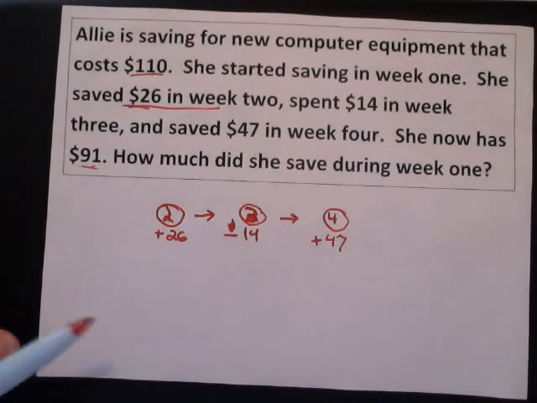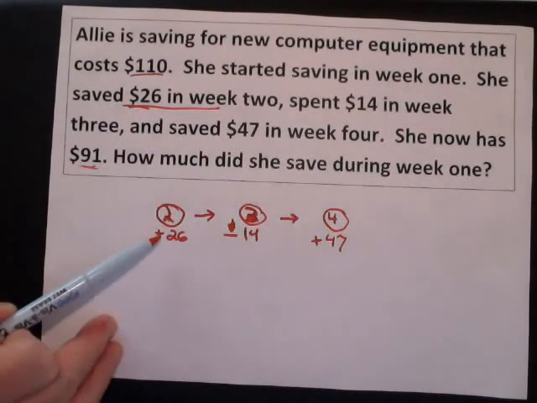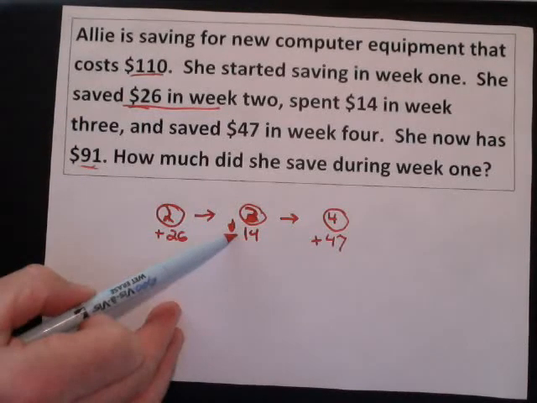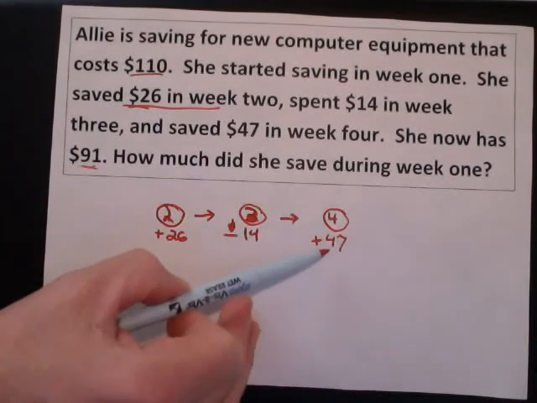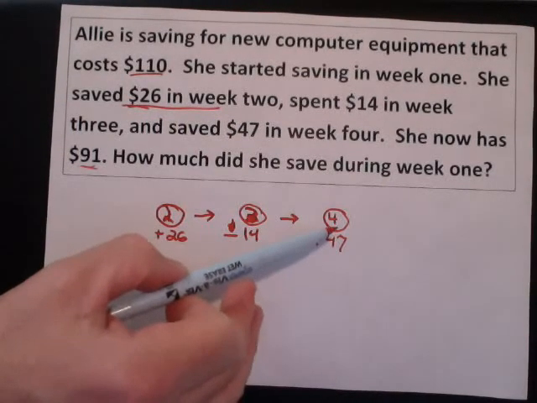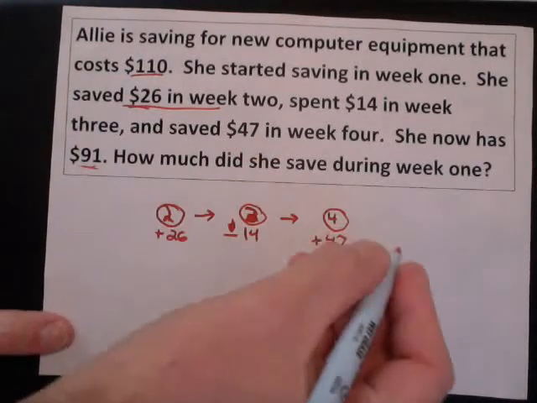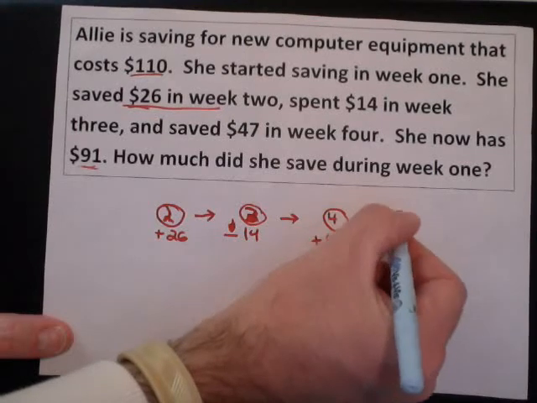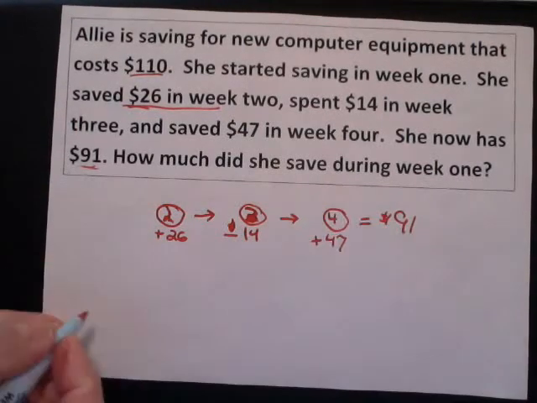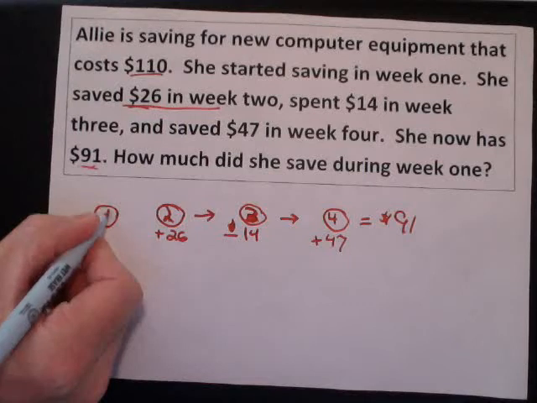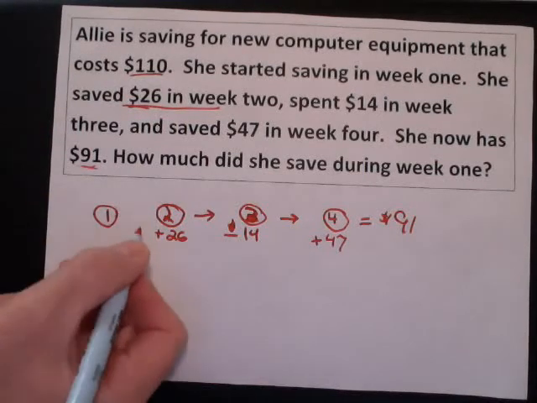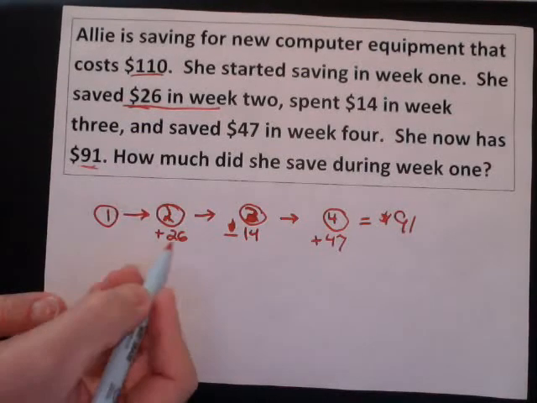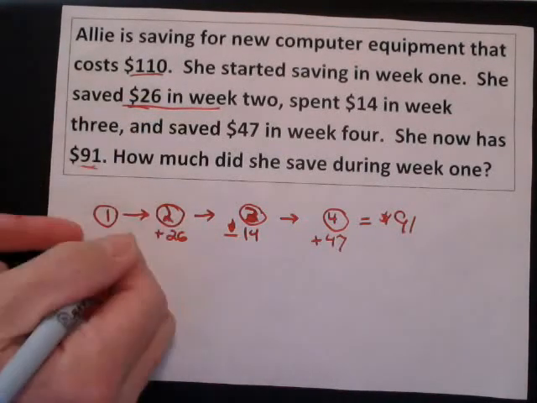So her pattern is in week 2, she saved $26. In week 3, she spent $14. In week 4, she saved $47. And by the time it was done, on week 4, she had $91. But what we don't know is what went on in week 1. Now, obviously, from week 1 to week 2, she did some savings. Something happened there where she went up.